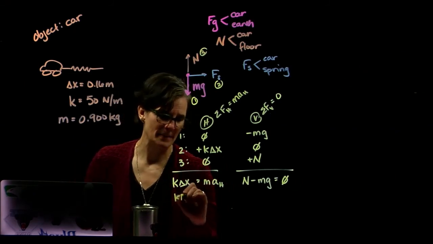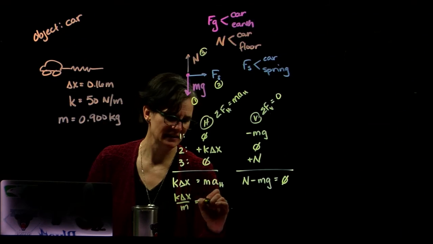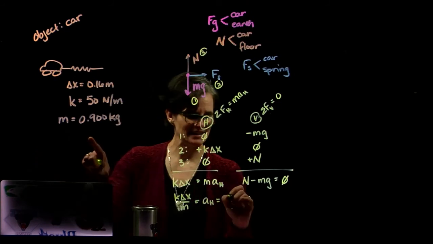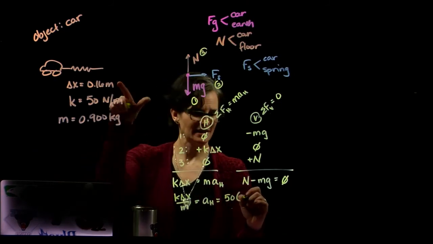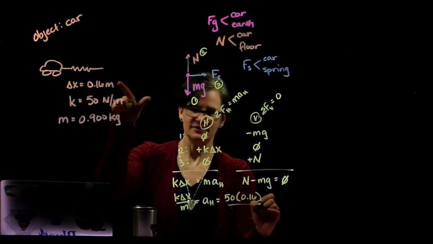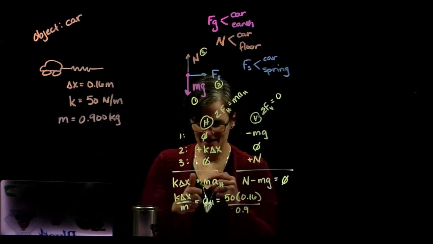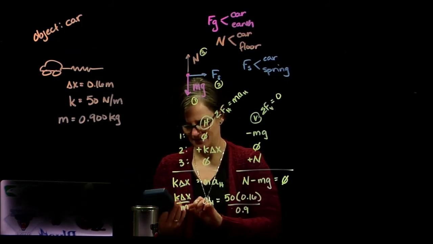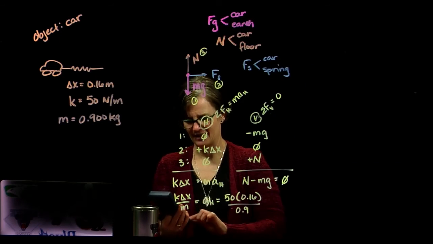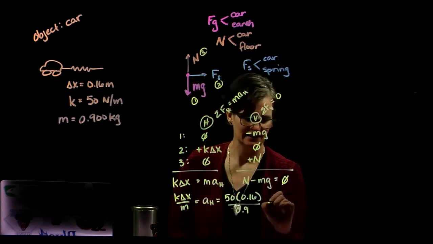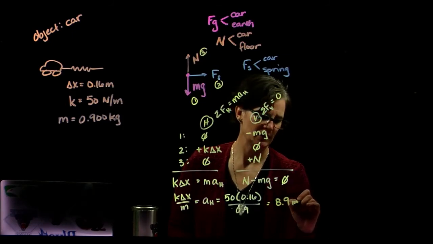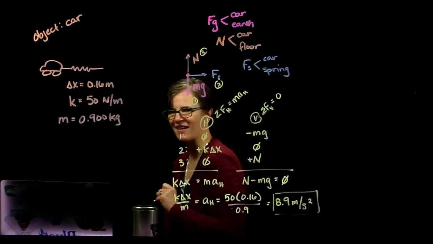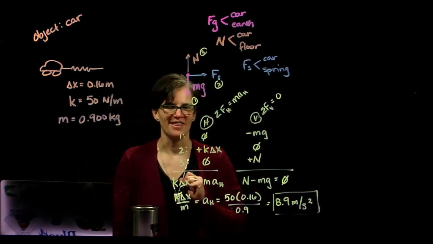Dividing both sides by m will give us that acceleration horizontally. And so we are given that k is 50, delta x is 0.16, divided by the mass of 0.9, and our acceleration in this situation is 8.9 meters per second squared. So a quick zip as Hawkeye's son pulls on that car.